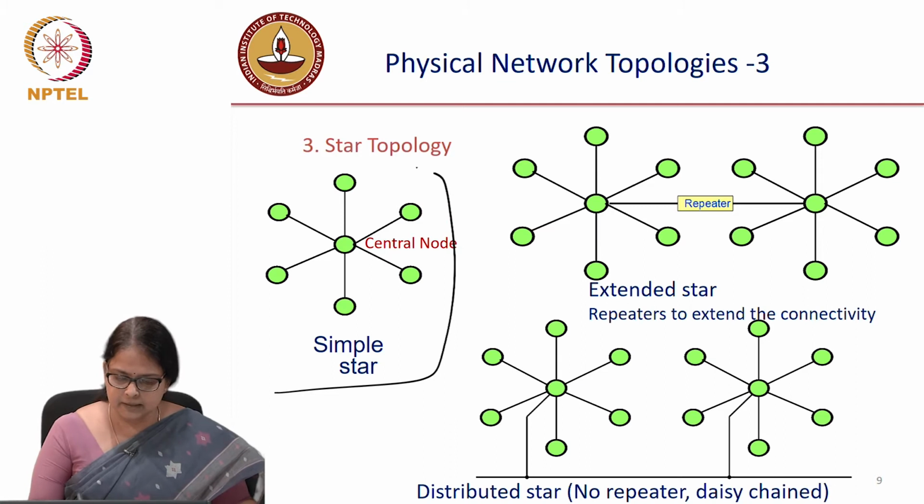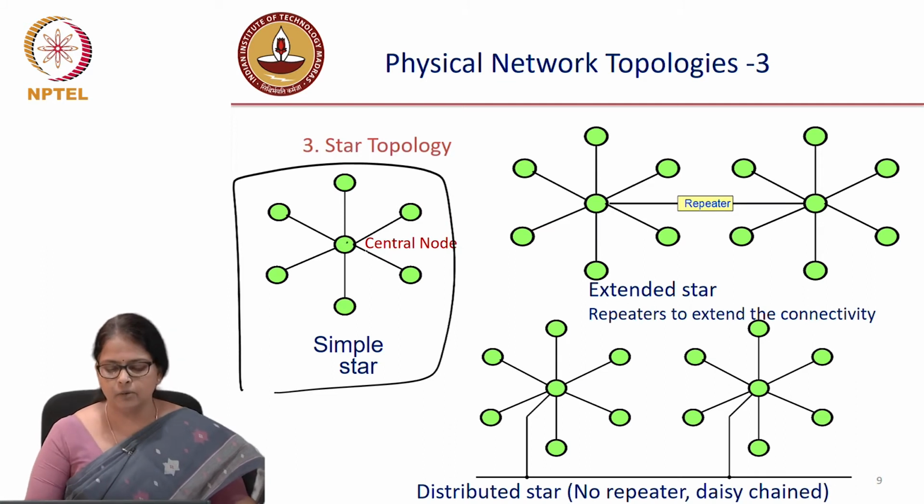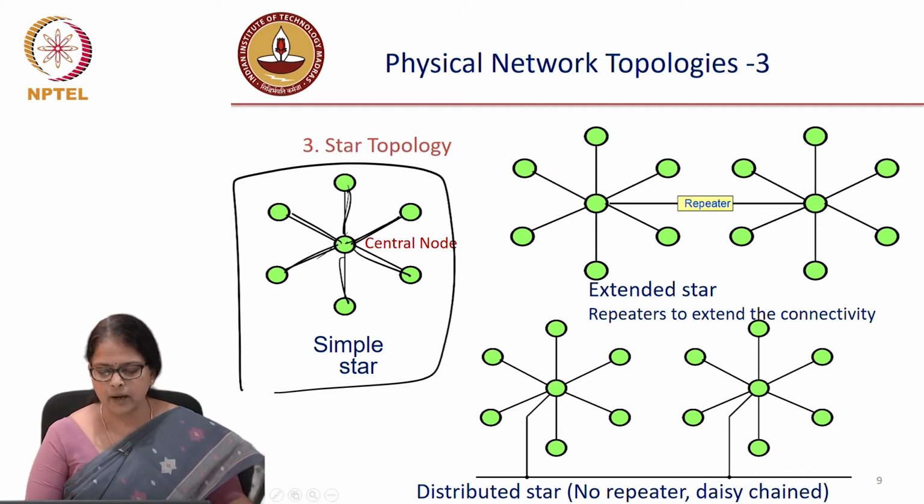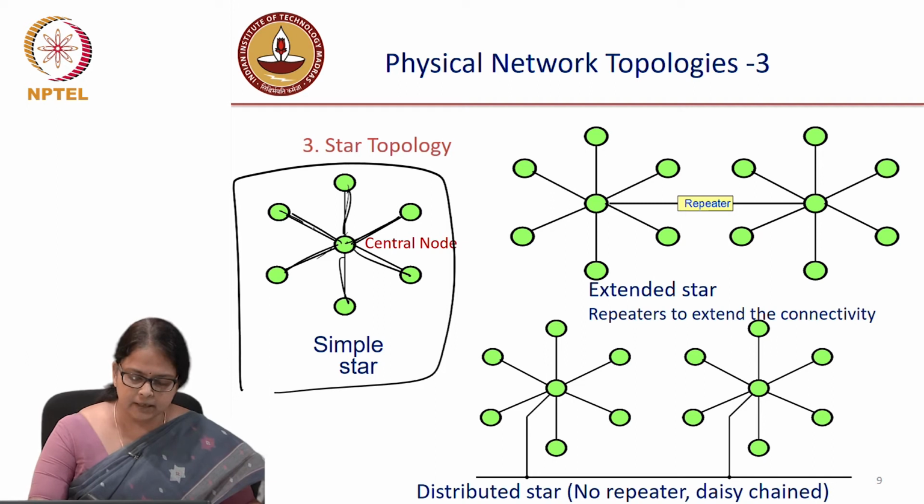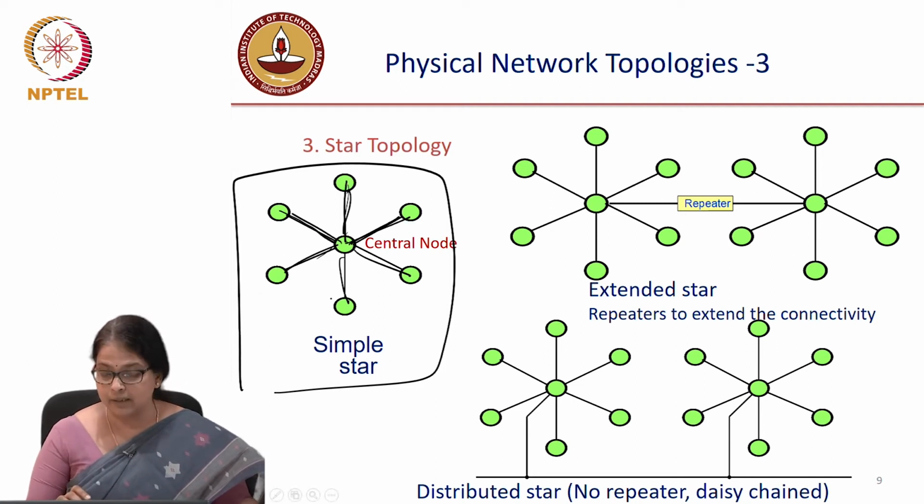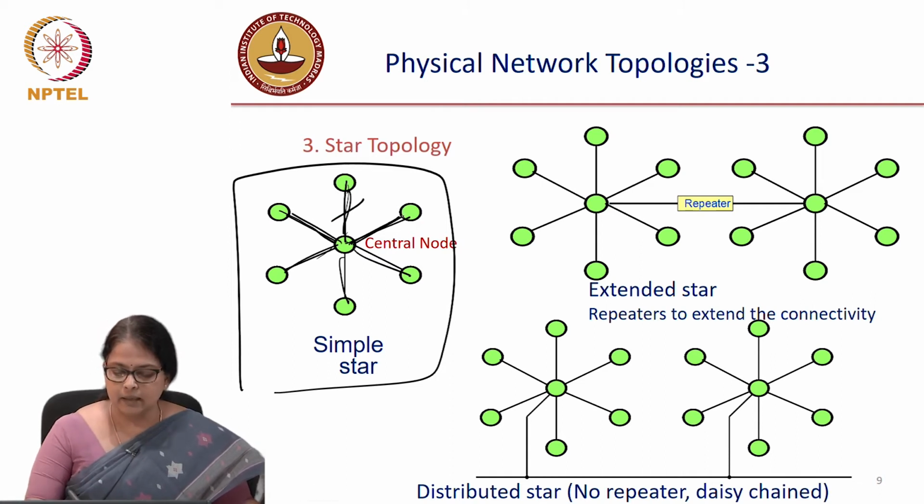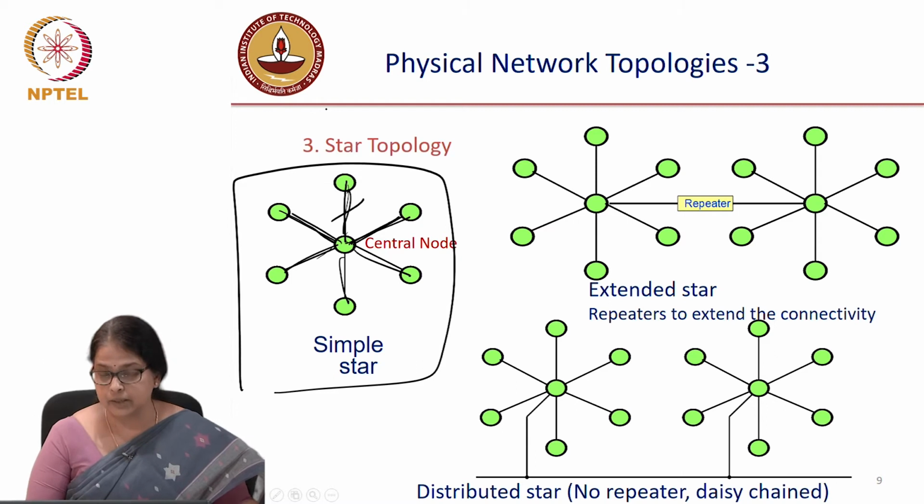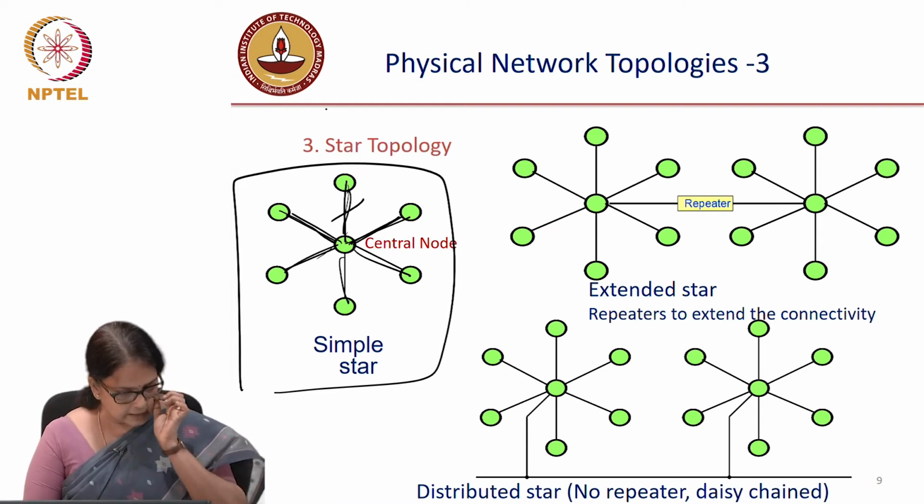So in a simple star topology, you have a central node and that is connected to many other nodes. Which means this much cable is required. But each connection between the central node and each other node is independent of the others, which means you can immediately recognize that if there is a cable cut here, that's not going to affect any other user, any other node. So that's a star topology.